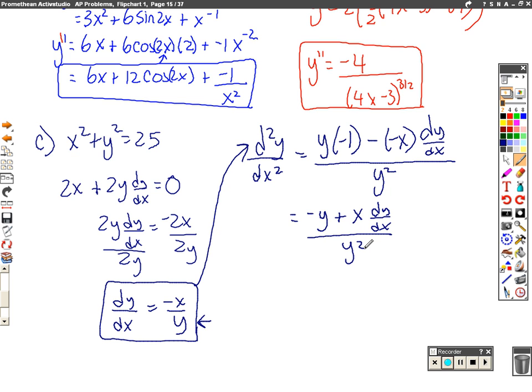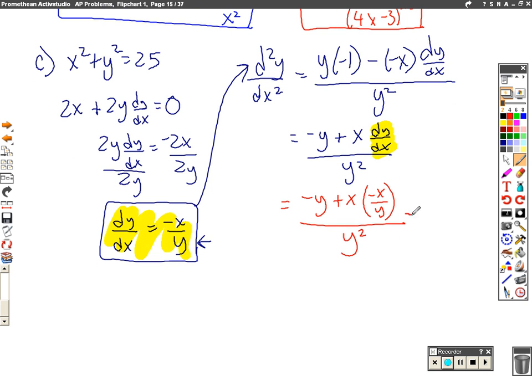Here's the tricky part. We have a value for dy dx, so we can actually take this value and plug it in here. So that's what I'm going to do right now. I'm going to take, stays exactly the same, negative y plus x, and now instead of dy dx, I'm going to replace that with negative x over y, all over y squared. All right, so this is a fraction, which is x times negative x, or basically negative x squared. So we have negative y minus x squared over y squared.